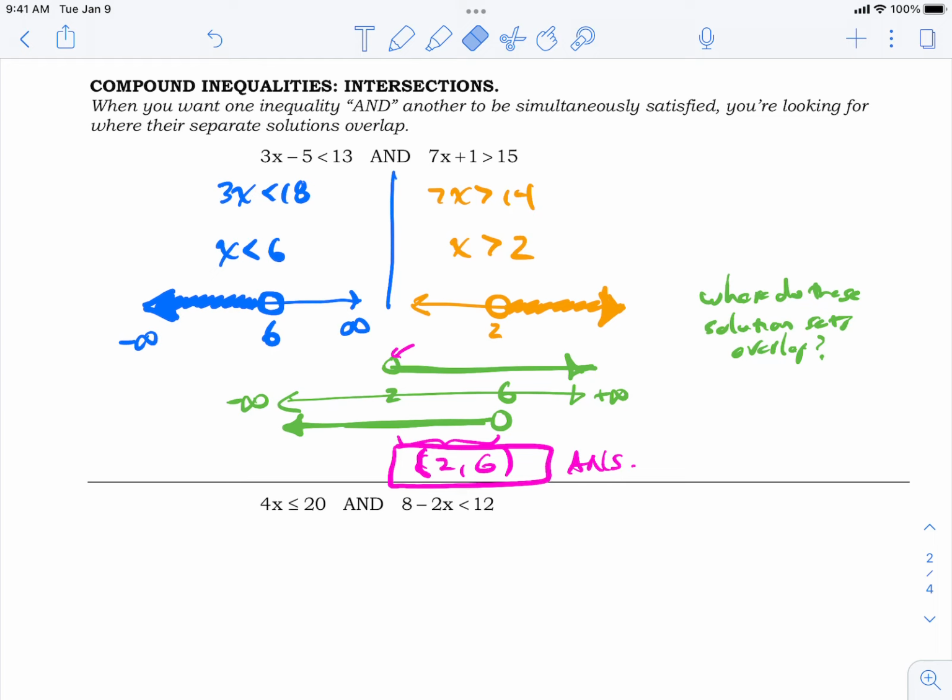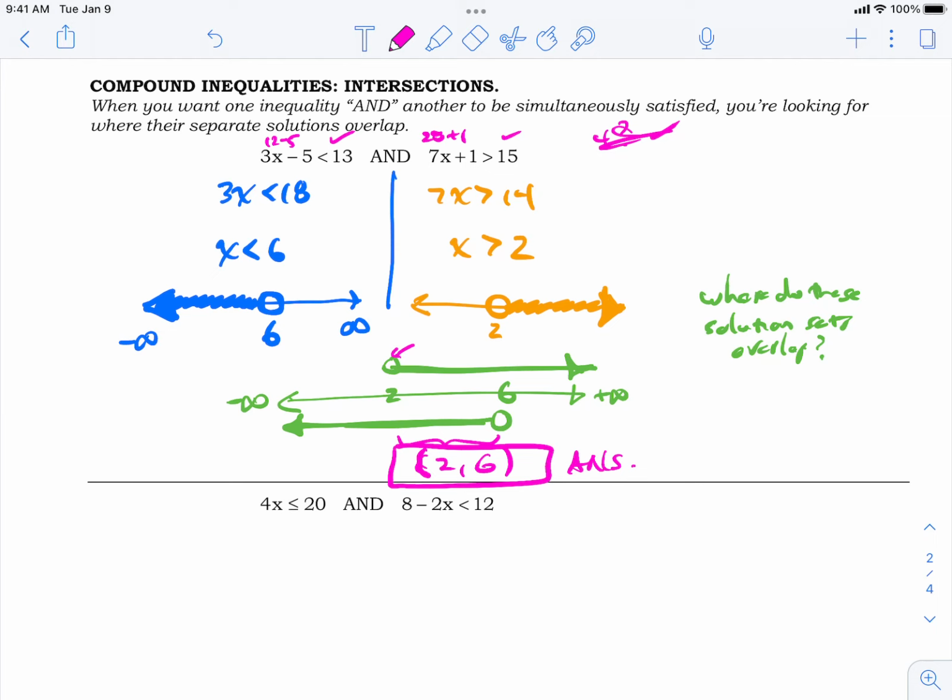You're saying something in between 2 and 6, like a 4. You're saying a 4 would work? A 4 would solve both of these? Well, if I put a 4 here, I have 12 minus 5, which is 7. That's less than 13. If I put a 4 over here, I'll have a 28 plus 1 is 29. That's greater than 15. Notice 4 does work for both of them.